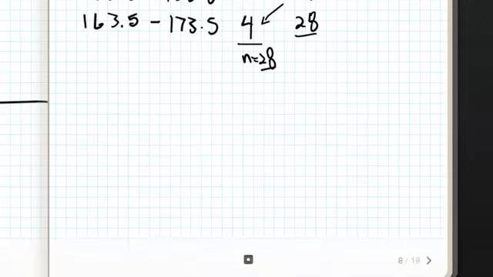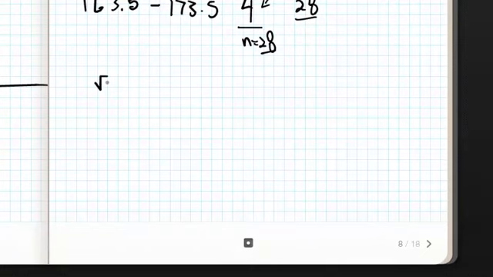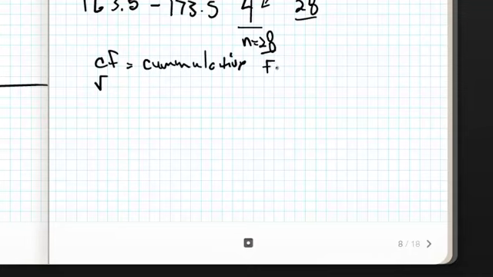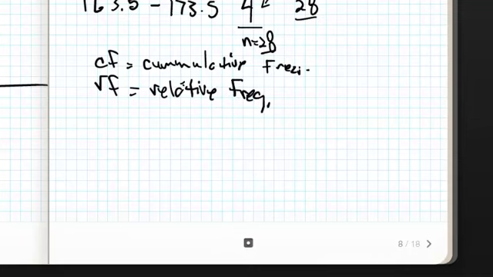So we're going to do RFs. I should probably write that down. CF equals cumulative frequency, and RF equals relative frequency. All right, and all the relative frequency is, it's the frequency of that specific class relative to the others, to the total. Excuse me. So what we end up with is a percentage.